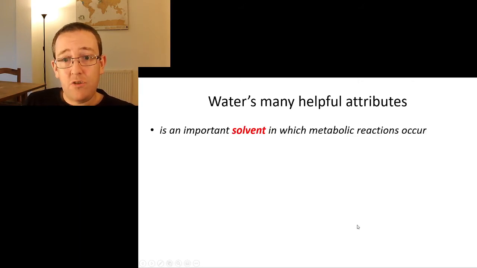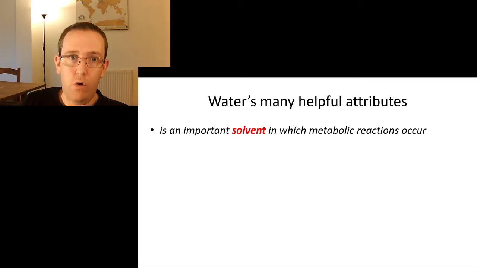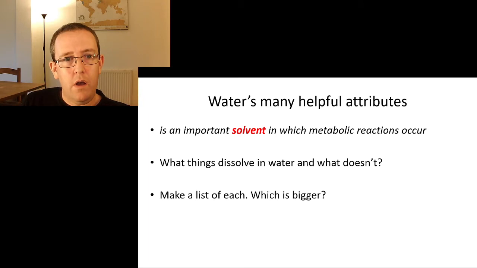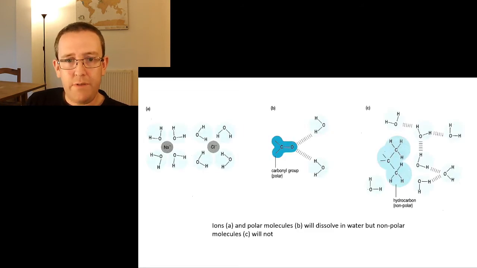Second one is as a solvent in which metabolic reactions occur. It's very useful that lots of things do and some things do not dissolve in water, in the way that our cells are arranged. So what I want you to do now, pause the video and make a list of the things that dissolve in water and the things that don't. Okay, hopefully you've had a go at that. So which is bigger? Hopefully if you've done that correctly, you'll find that the list of things that do dissolve in water that you've come across in AS biology is larger than the list of things that don't.